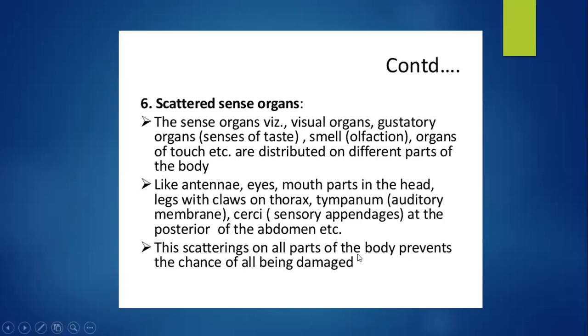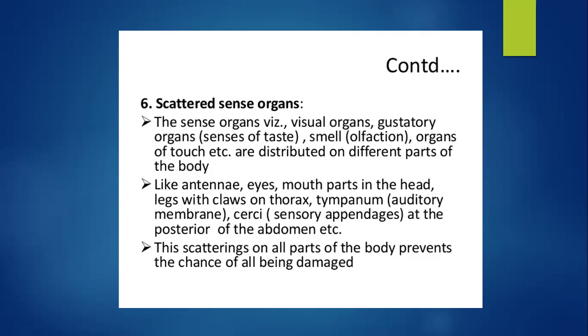Scattered sense organs. What are the sense organs? Sense organs are the sensory organs which receive certain kinds of smell, or sense of touch, or sense of hearing. These are all the sense organs. They include the eyes, or visual organs, gustatory organs, that is the sense of taste, the olfactory organs, which are the organs of smell, and tactile organs, the organs of touch. They're distributed in various parts of the body. They're not concentrated on only one part, they're scattered on various parts of the body.